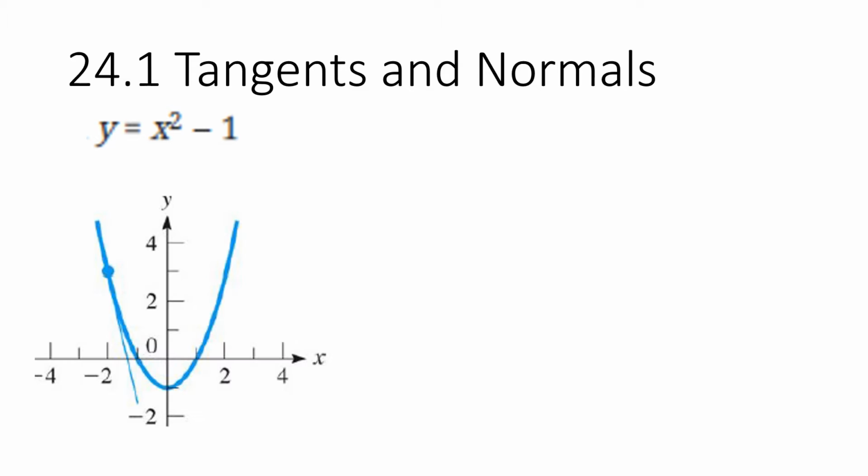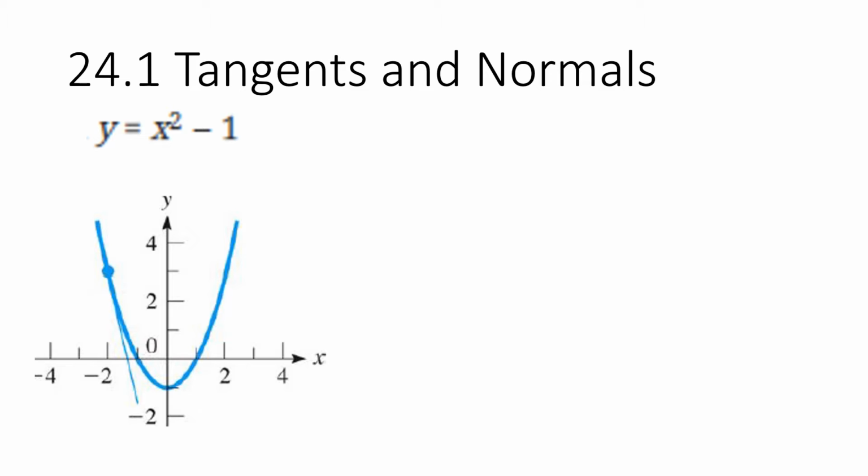For example, let's say we have the curve y equals x squared minus 1, which might look just like this graph right here. If we want to find the tangent at a particular point, let's say x equals -2, you can see there's a dot drawn at the -2 spot. If I plug in -2 for x, -2 squared is 4, minus 1 is 3, so y equals 3. So the point shown on the graph is (-2, 3).